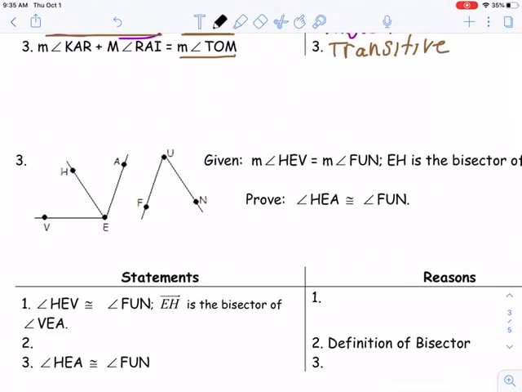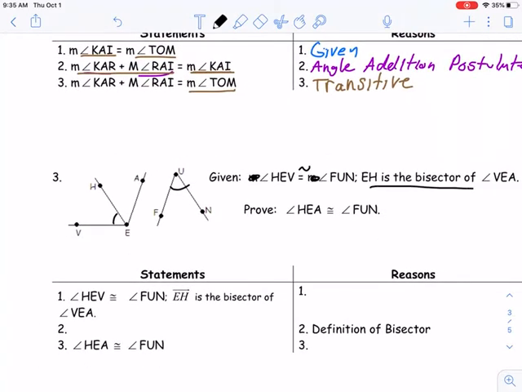Just a minor adjustment. I'm going to delete these Ms and change it to the angles are congruent. So that angle is congruent to that angle. HEV is congruent to FUN. Furthermore, it's telling me EH is the bisector of angle DEA. So that means both smaller angles will be congruent, because a bisector makes two congruent angles.